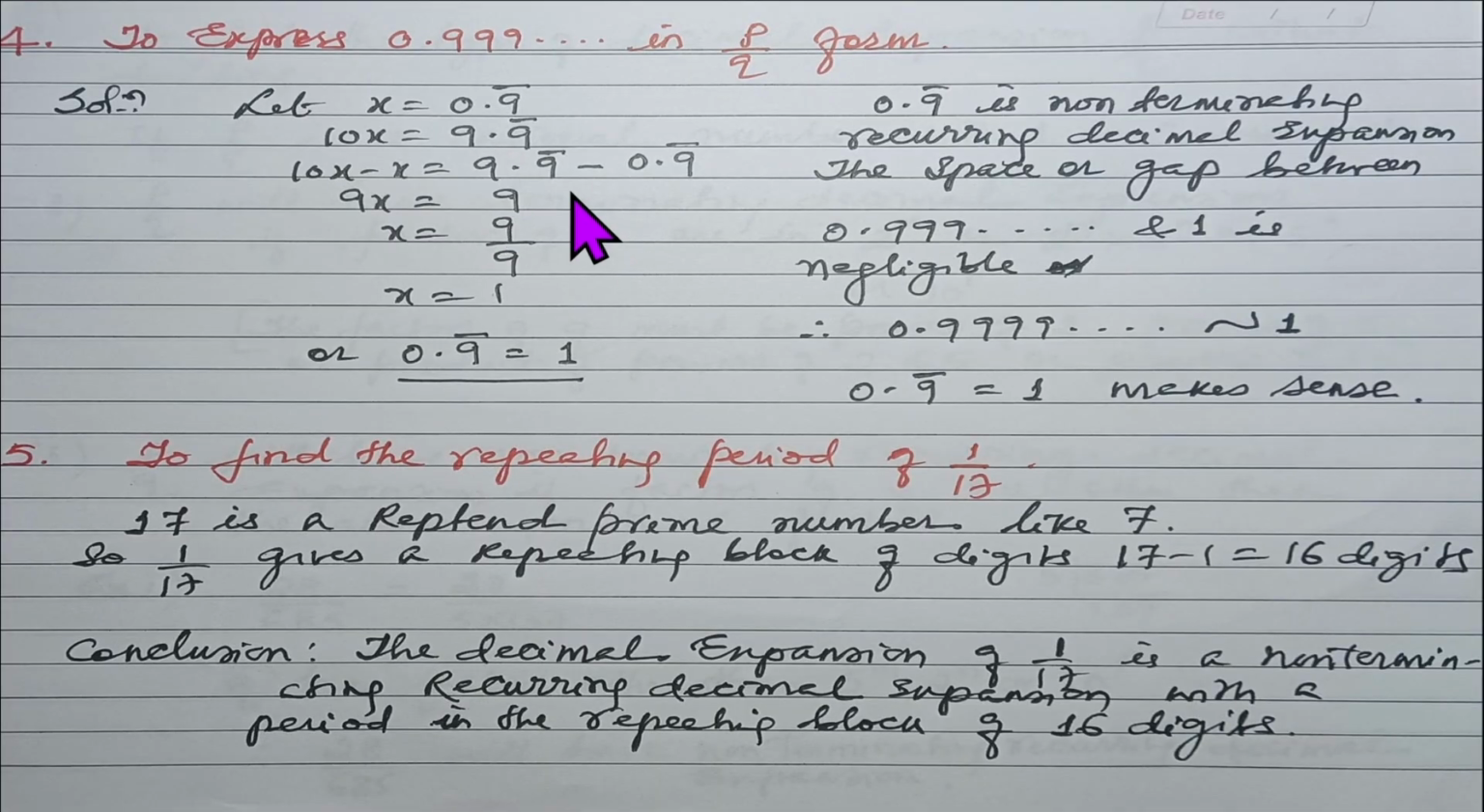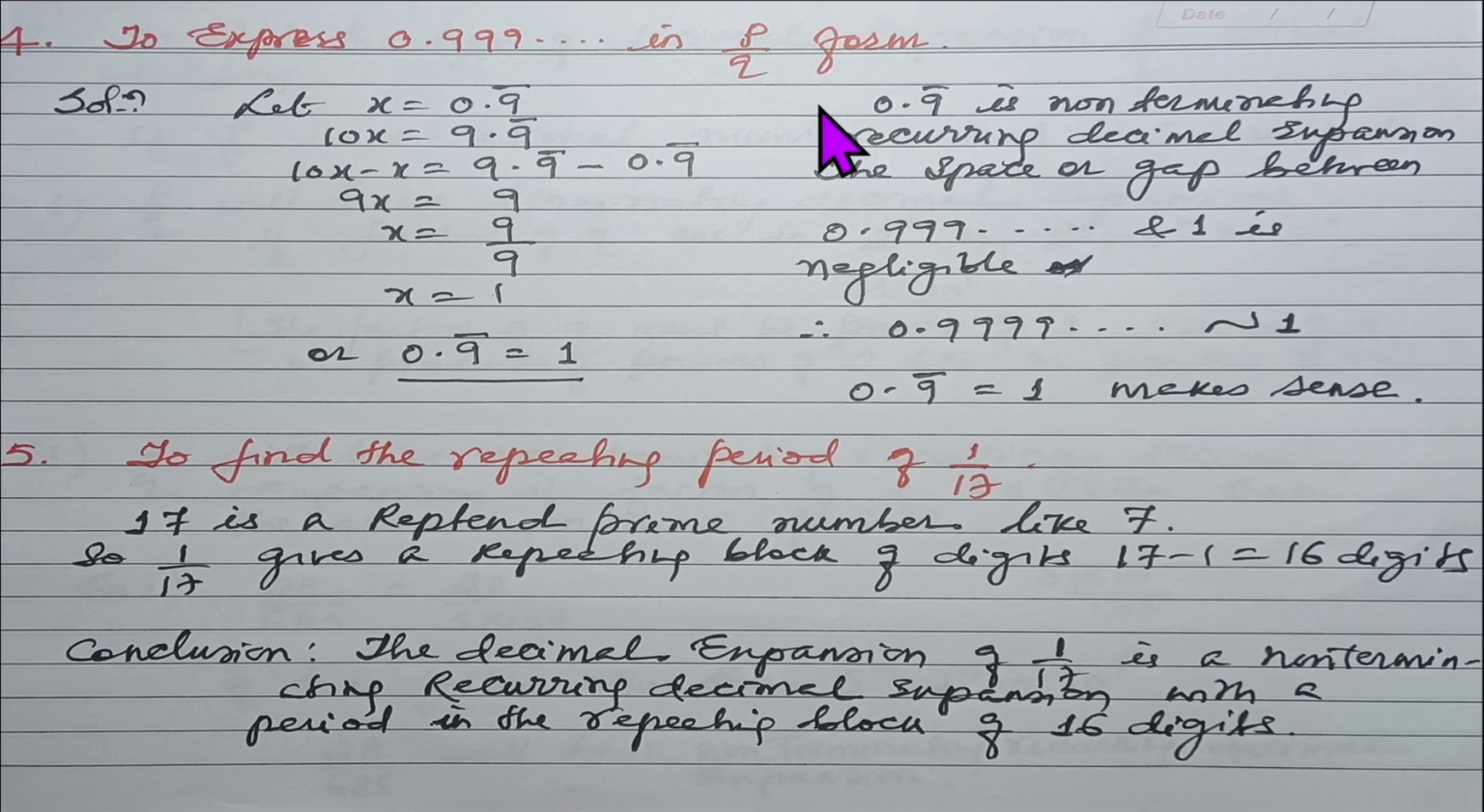Now coming to the next example, to express 0.9999 in p by q form. Let x be equal to 0.9 bar, because it is repeating, so it is pure. Now 10x will be 9.9 bar. Subtracting x from 10x, 10x minus x is equal to 9.9 bar minus 0.9 bar, the 9 bar cancels, x is equal to 9 by 9, x is equal to 1, and therefore 0.9 bar is equal to 1.